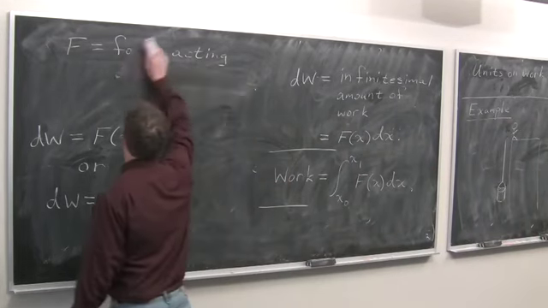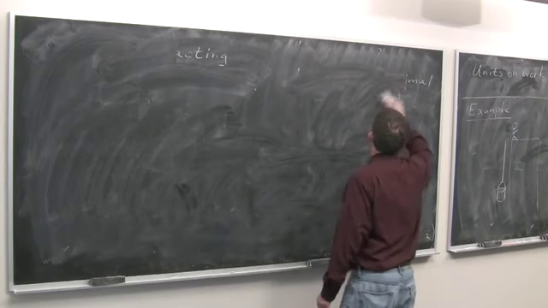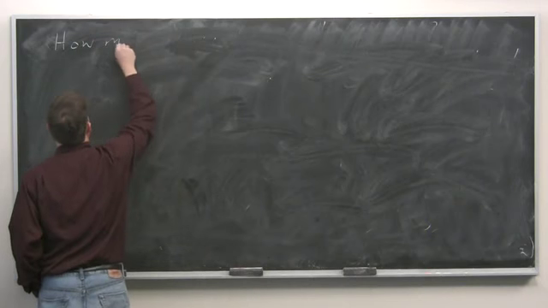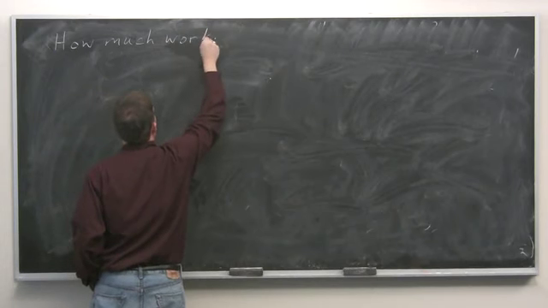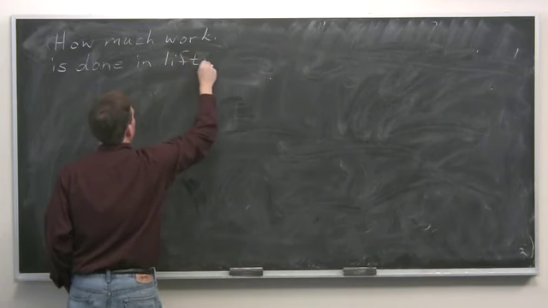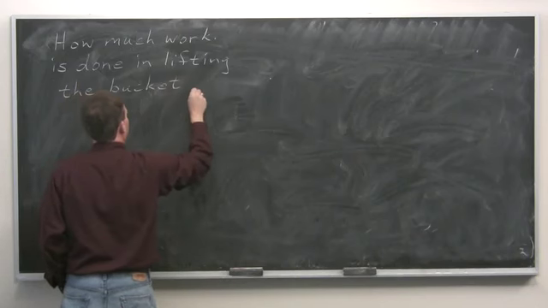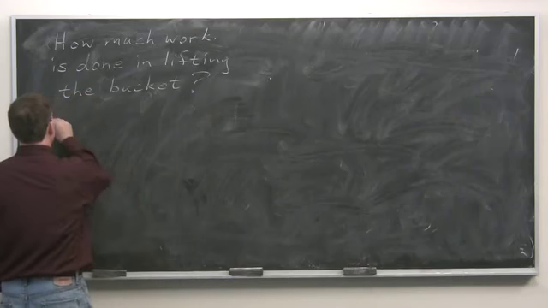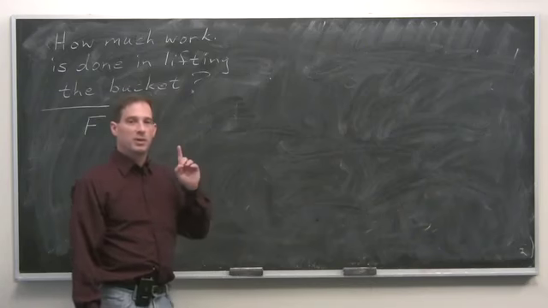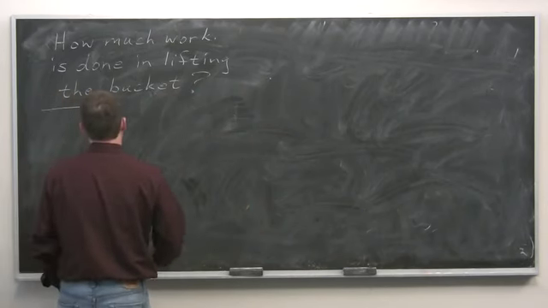All right. So how much work is done in lifting the bucket of sand? So the force that we're exerting, say it a third time, because the velocity is constant, has to have exactly the same magnitude as the gravitational force. So it's the weight.